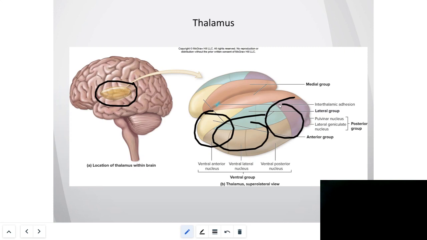Everything except for smell passes through this structure. We went over this as well. The only one that gets to bypass the thalamic nuclei is your sense of smell. It goes to the limbic system as a straight shot.